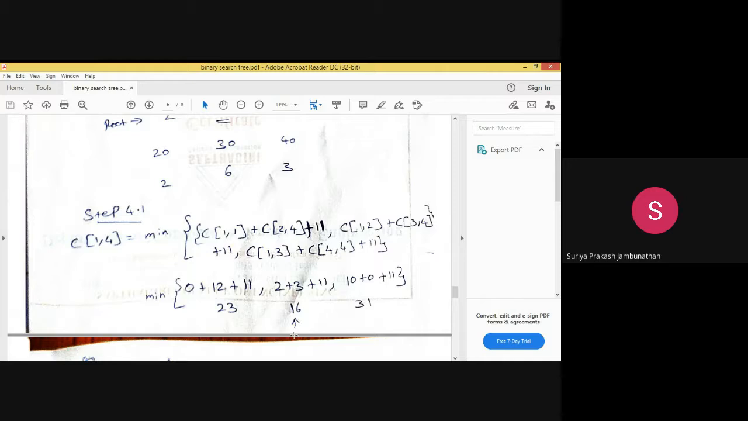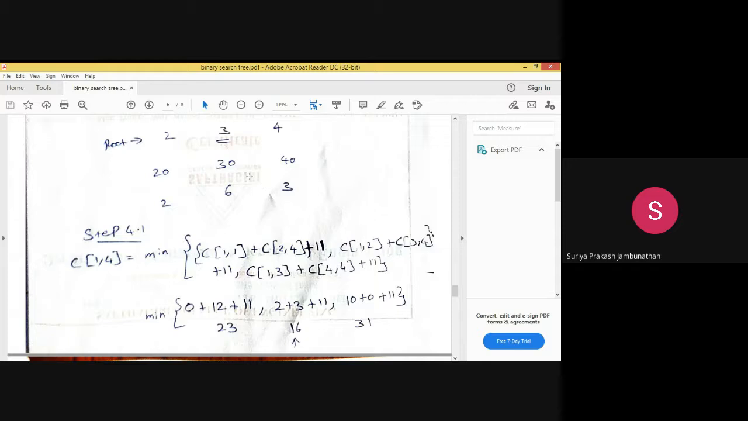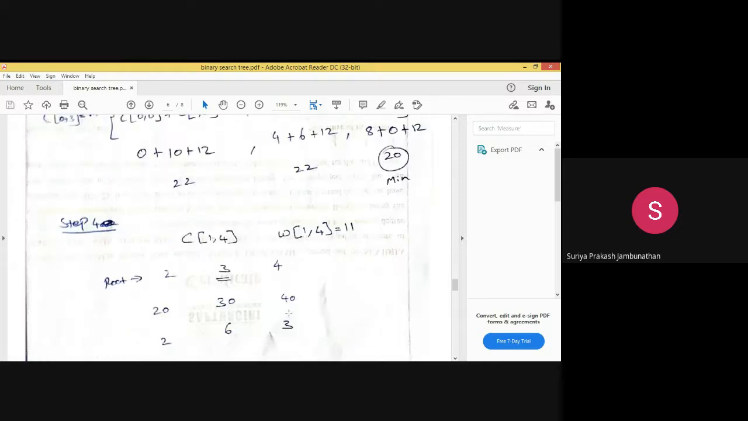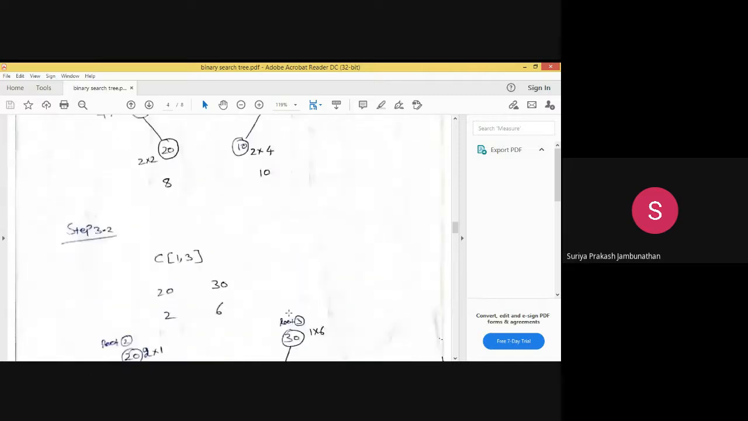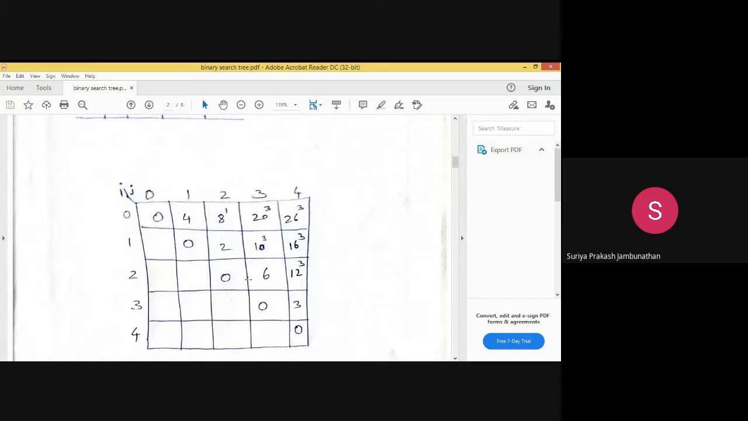Then while identifying the answer 23, 16, 31 we are getting. So in this the least is 16. The least value what we are getting is 16. So for 16 the root value, what is the root value for 16? That is 3. So 16 power 3 we have to substitute in the place of 1, 4. In the place of 1, 4 we are substituting 16 power 3 in the table. Let's see the table.